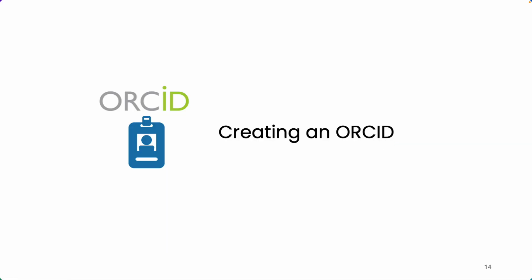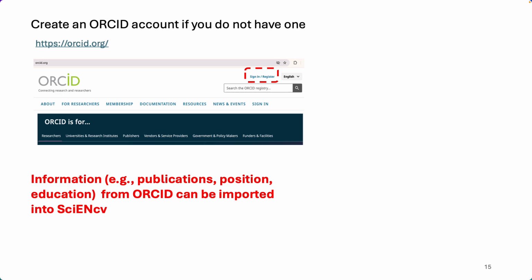The first step is creating the ORCID. To create an ORCID, you can search for ORCID, and you're going to find the ORCID website. If you don't have an account, you can sign up and register for one. If you have your ORCID up to date, you can use it to bring your publications, positions, education, etc., and import them into SciENcv. It's not required, but if you have it and would like to import it, it's going to be there for you to use.